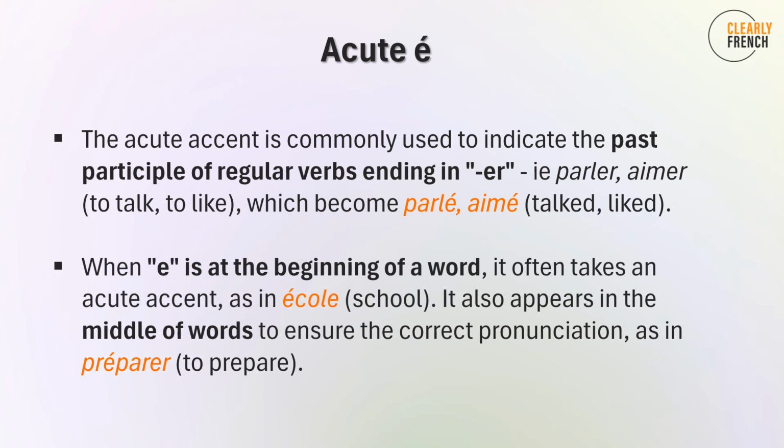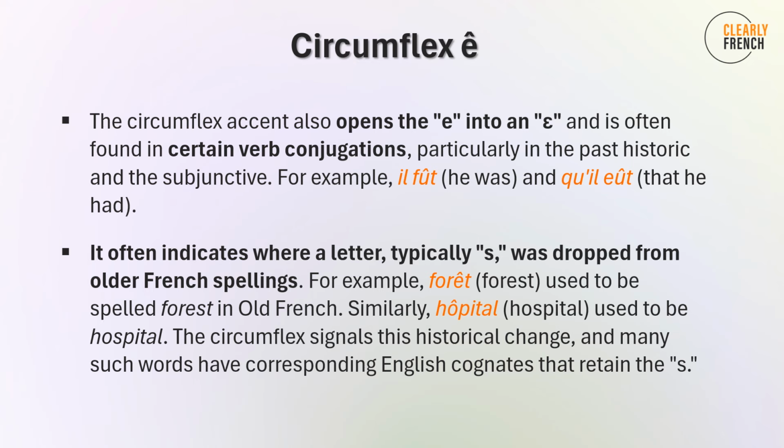It often indicates where a letter, typically an S, was dropped from older French spellings. For instance, forêt, forest, used to be spelled forest in Old French. Similarly, hôpital, hospital, used to be hospital. The circumflex signals this historical change, and many such words have corresponding English cognates that retain the S.